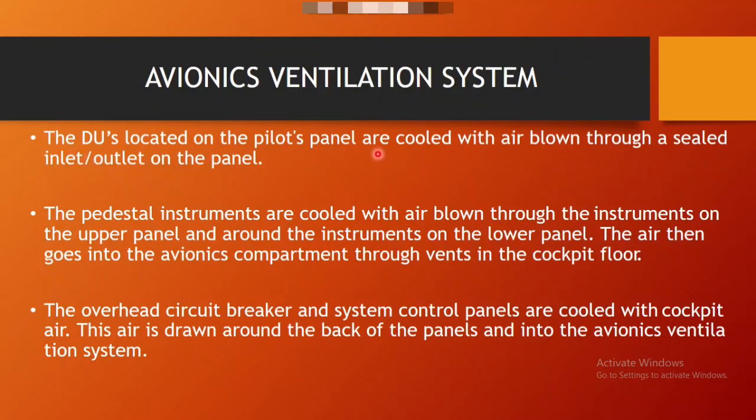Display units located in the pilot panel are cooled with air blown through the sealed inlet and outlet. Same procedure for the display unit. Same procedure for pedestal instruments, also cooled by air blown through the instruments on the upper panel, around the instruments of the lower panel. Then air goes into the avionics compartment through the vent in the cockpit floor. Overhead circuit breaker and system control panels are cooled with cockpit air. This air is drawn around the back of the panel into the avionics ventilation system.